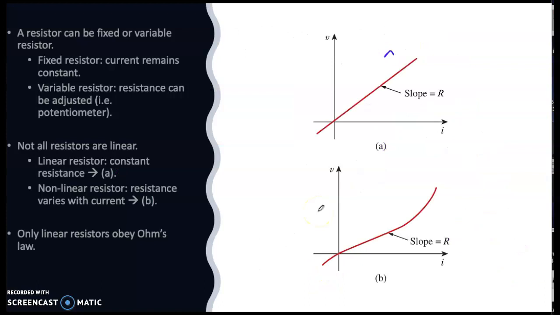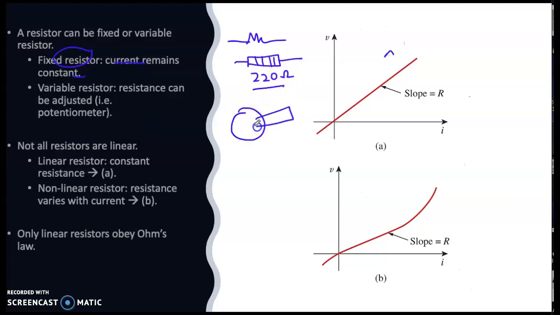Now for resistors, there are two types. The first one is the fixed resistor, where the resistance remains constant. This is the one you will see in the lab later. There are many colors here, so maybe this one is 220 ohm. This one we call a fixed resistor. Another type is what we call the potentiometer.